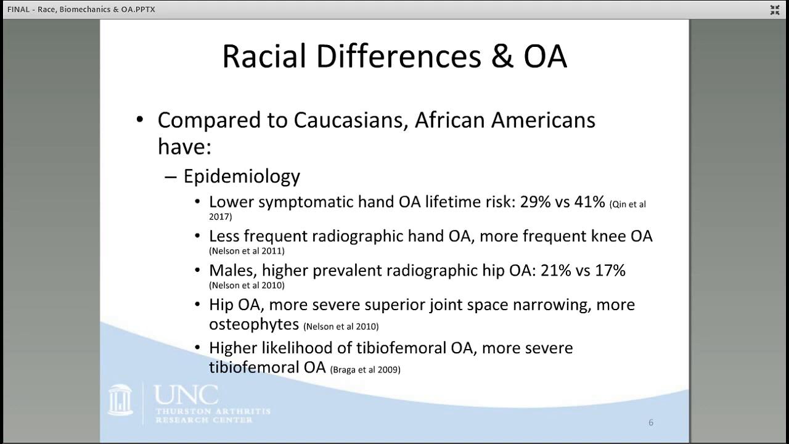African American men have a higher prevalence of radiographic hip OA compared to Caucasian men. African Americans with hip OA have more severe superior joint space narrowing and more osteophytes compared to Caucasians. African American men are more likely to have tibial-femoral OA compared to Caucasians, and African Americans overall have more severe tibial-femoral OA than Caucasians. So those are just some of the ways that Caucasians and African Americans differ from an epidemiological perspective.